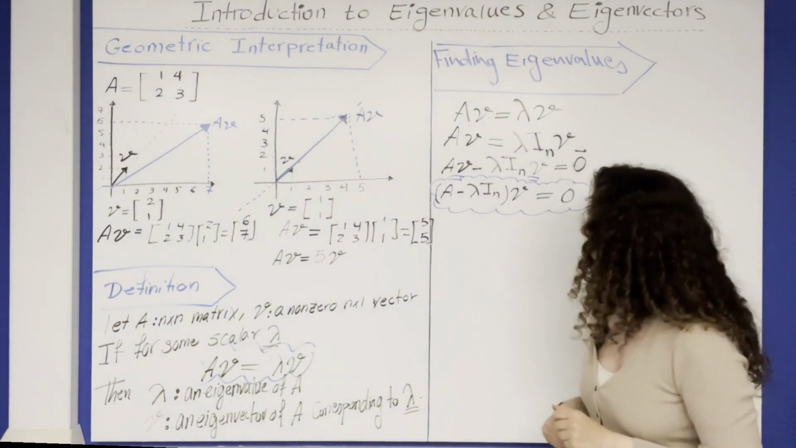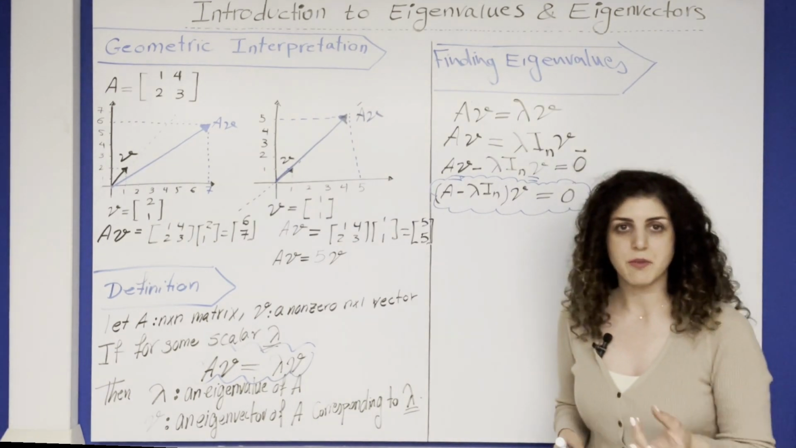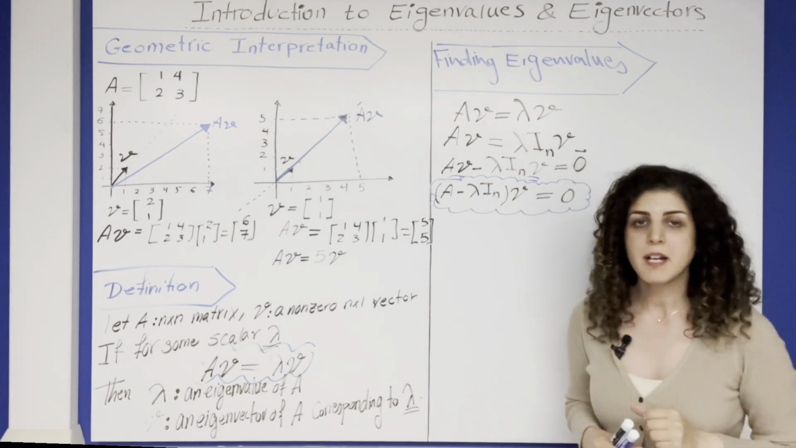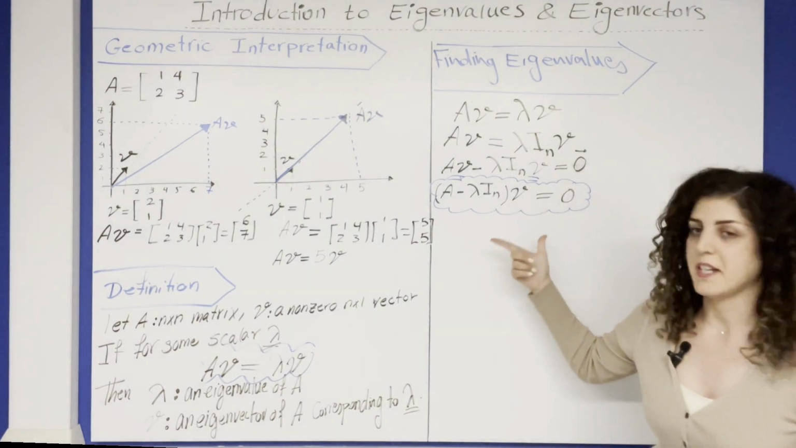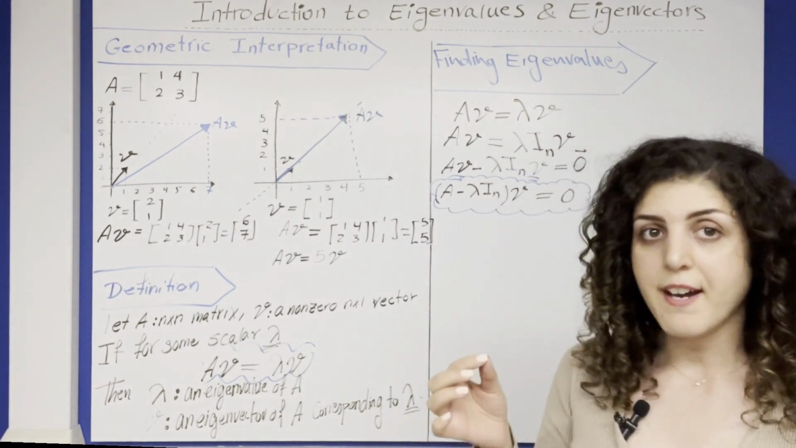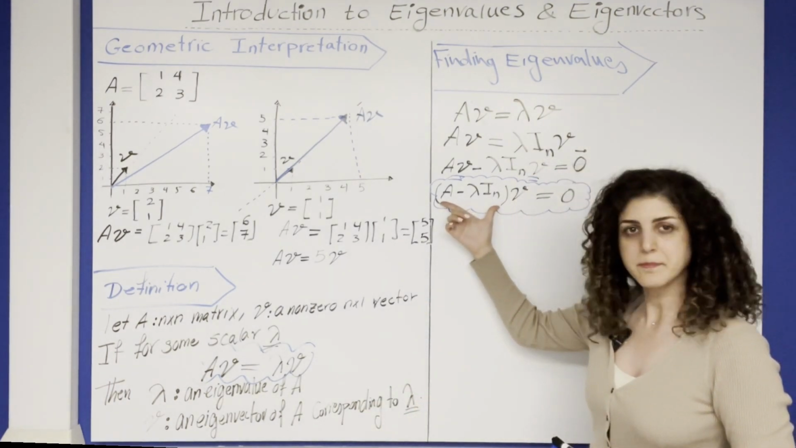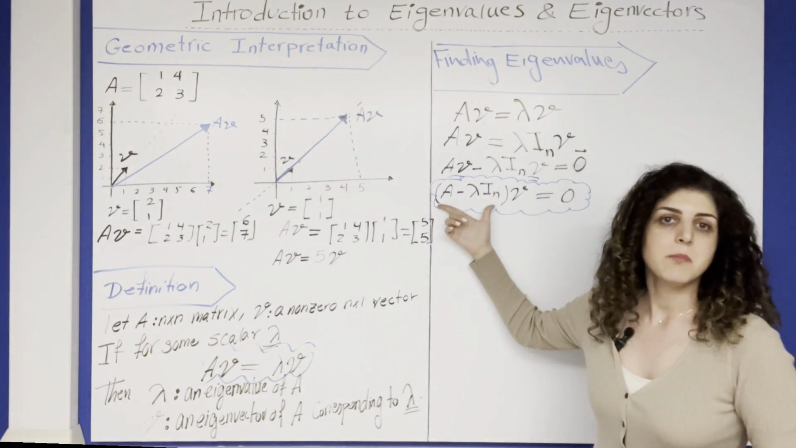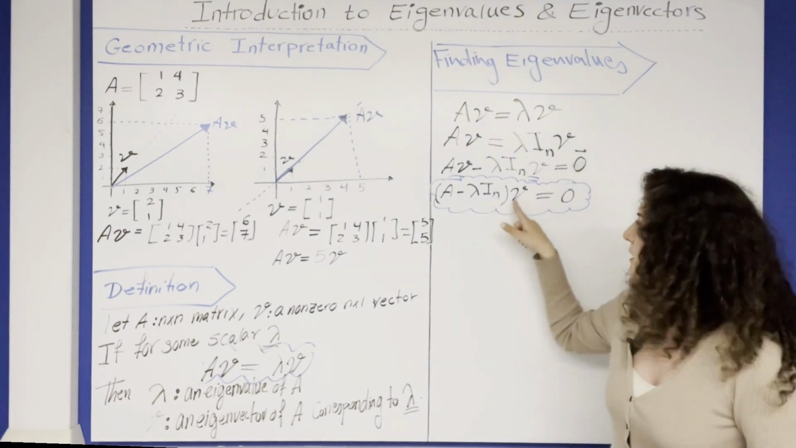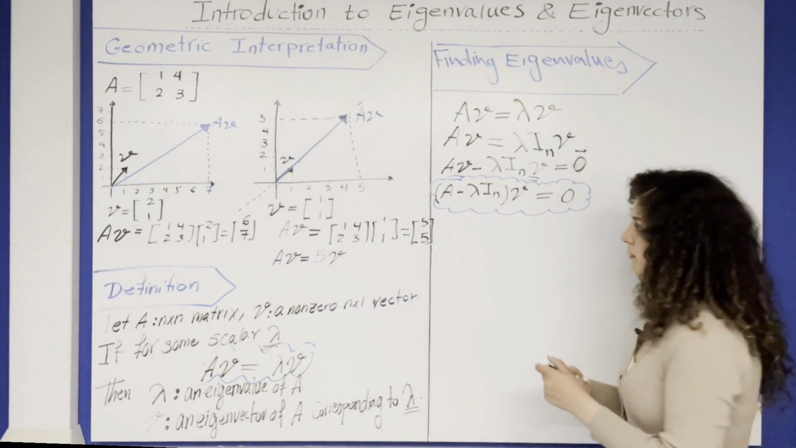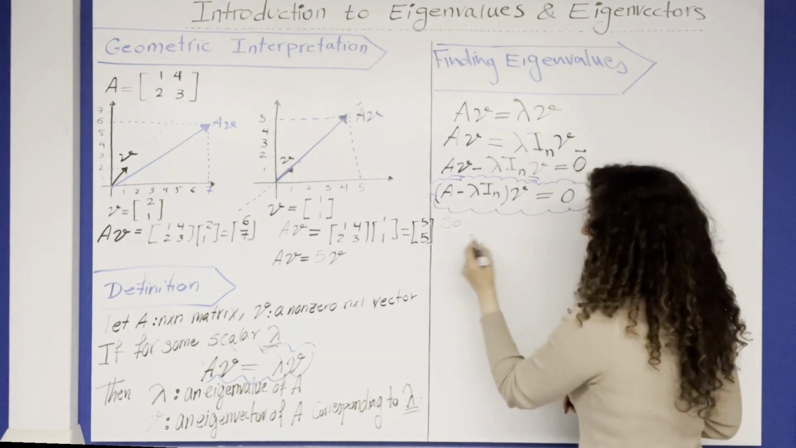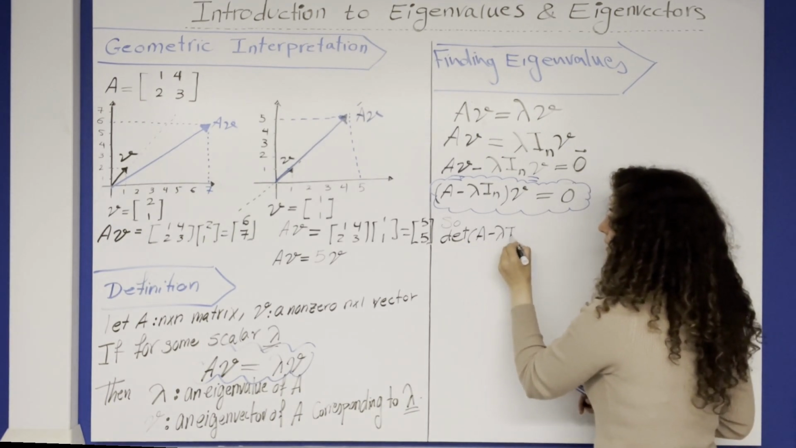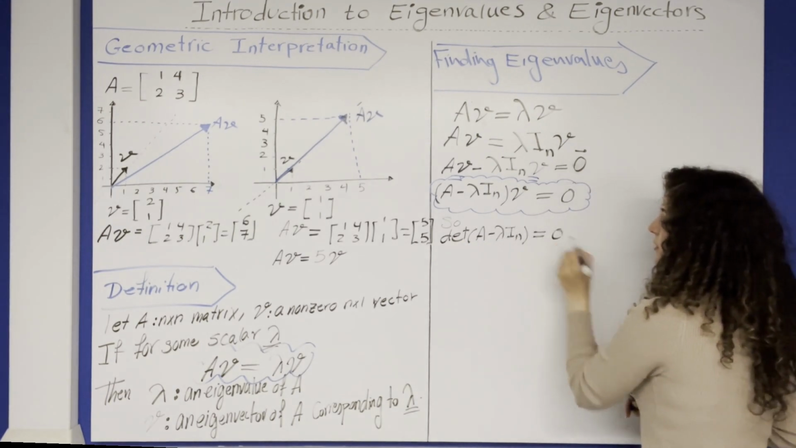Non-zero. So by the equivalence theorem of linear algebra, or actually the invertible matrix theorem, I know that this homogeneous system has a non-trivial solution if and only if this matrix in the system is non-invertible, or in other words, the determinant is equal to 0. So I want the determinant of this matrix to be 0. So we want the determinant of A minus lambda times identity to be equal to 0.